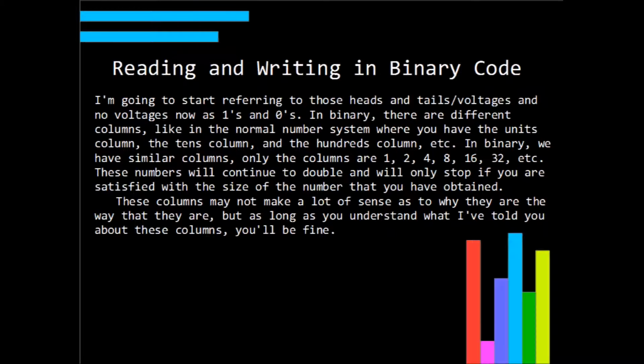These columns might actually not make that much sense to you, because of course you have ones column, twos column, fours column. What's that supposed to mean? I mean, where's the tens column, and the units column, and the hundreds column? Well, all you need to know is what I've told you. You don't really need to understand it at this point, but you'll be fine. I will explain what all these columns mean, but you'll be fine for now as long as you understand the different columns that you can have. Ones, twos, fours, eights, etc.